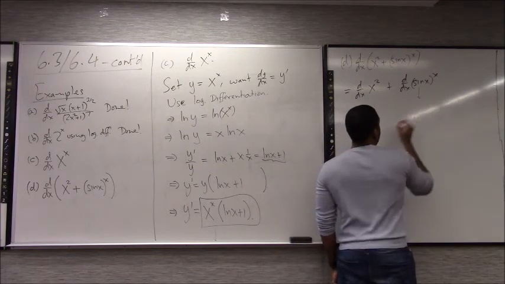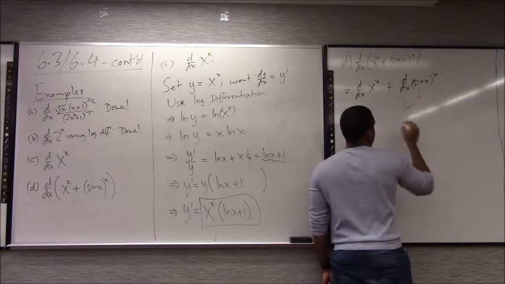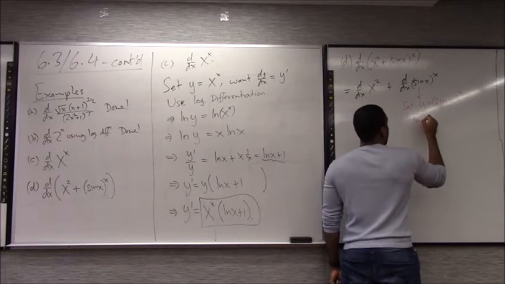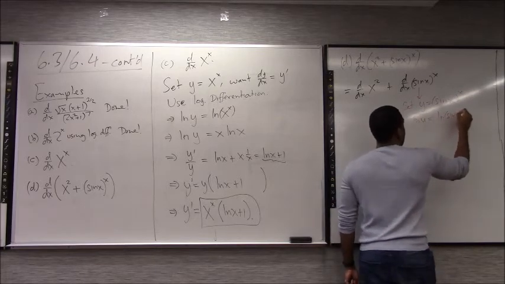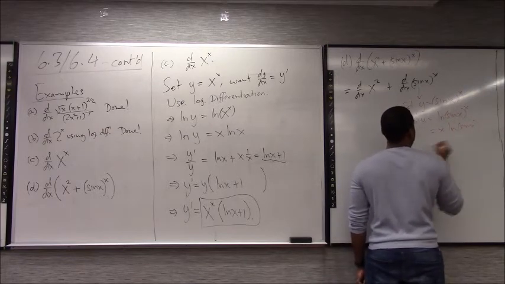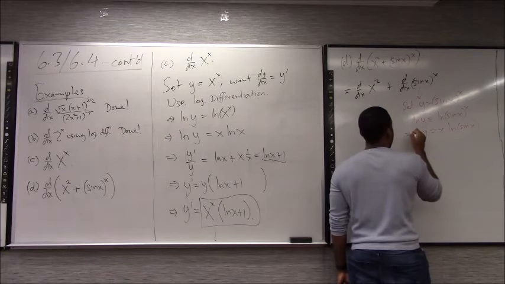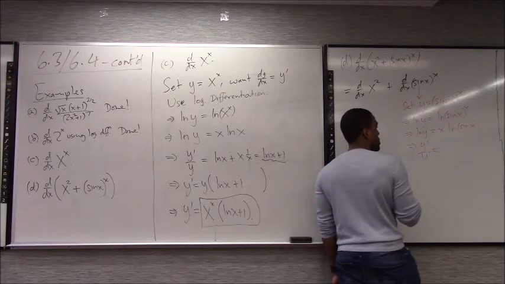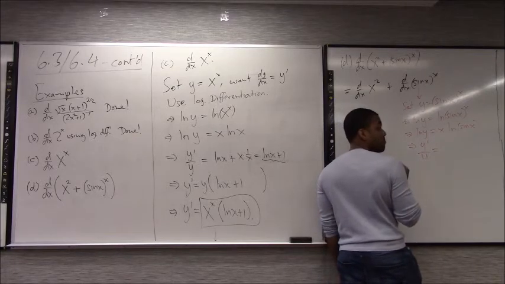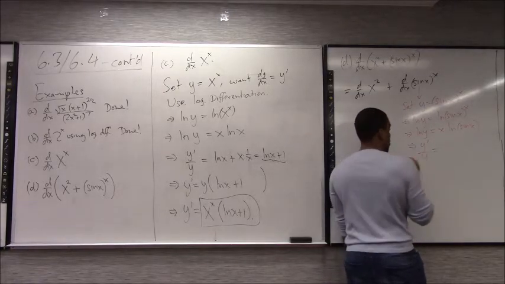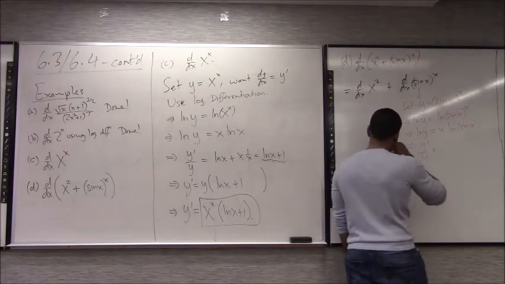So at this point, to figure this one out, I go through the whole process. Set y equals sine x to the x. Log both sides. So this x comes down. Differentiate this, y prime over y. What's the derivative of this? Tangent. This is where you come in. What's the derivative of this?